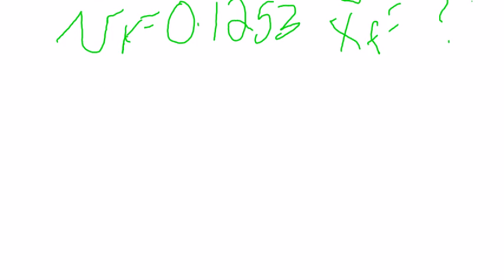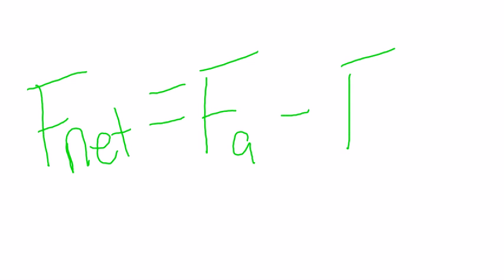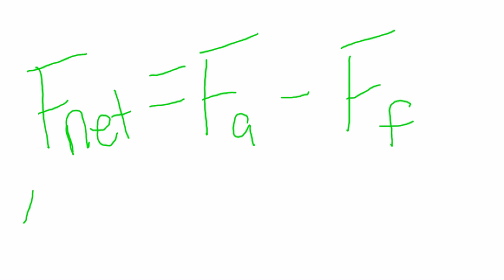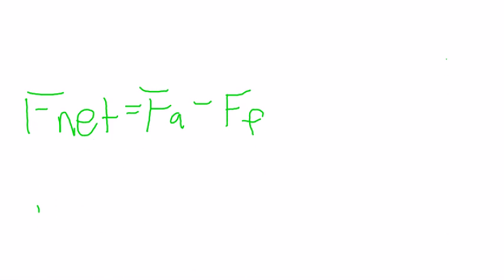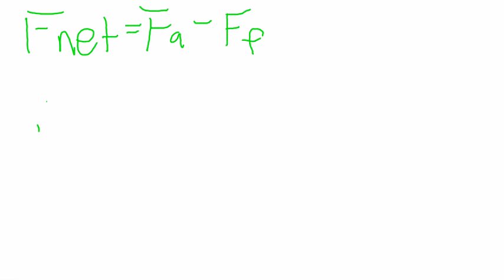So as we go down, we'll start with F net equals force applied minus force friction. That's our big equation right there. Alright, so let me clear that, write a little smaller. Alright, so we can pull out the force net equals mass times acceleration.